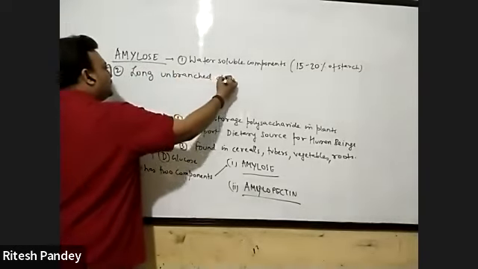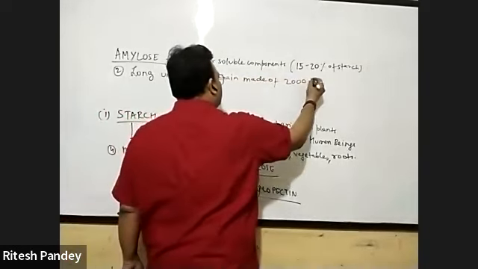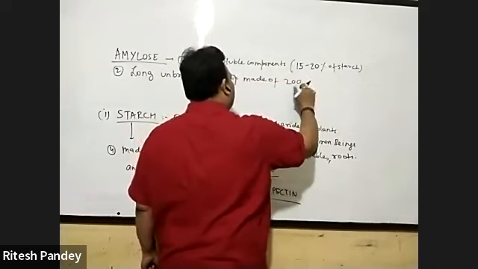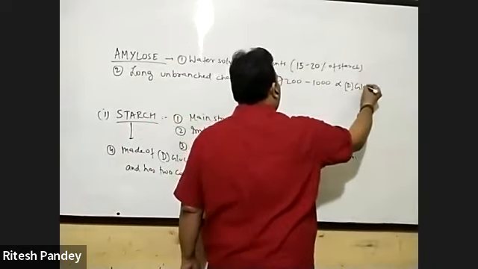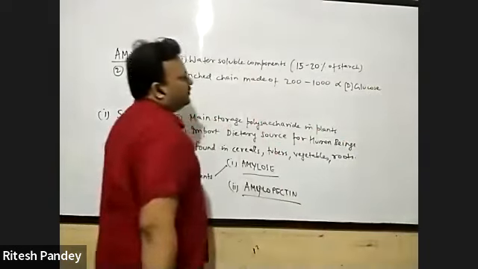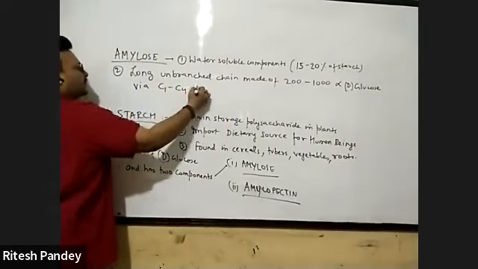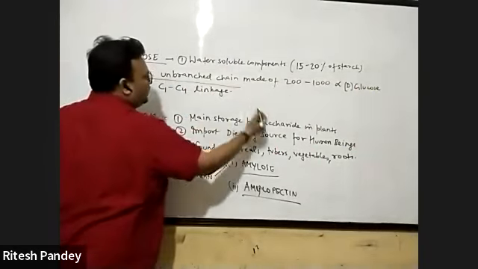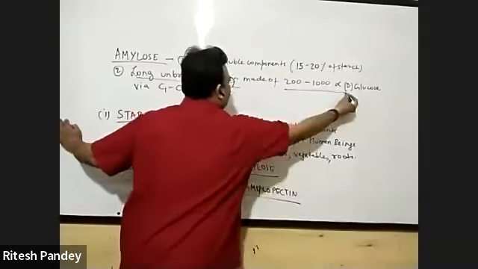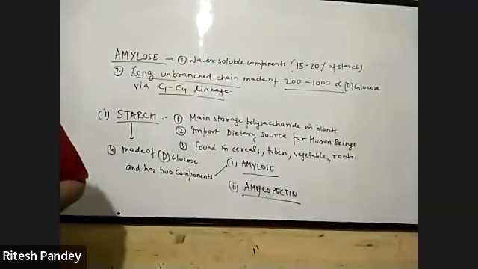unbranched chain made of 200 to 1000 alpha D glucose via C1C4 linkage. So it's a long unbranched chain having 200 to 1000 units which are bonded via C1C4 linkage.